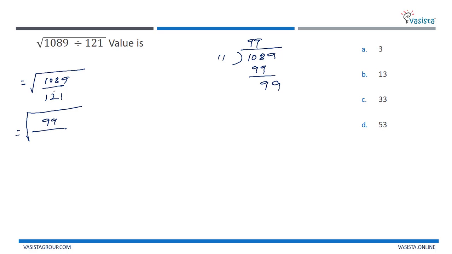That divided by 121, again you divide by 11. 11 elevens are 121, right? So 11 ones are 11, nines are 9. So this will become 9. The square root of 9 is nothing but 3. The answer is 3.